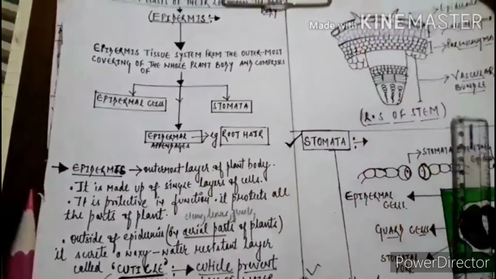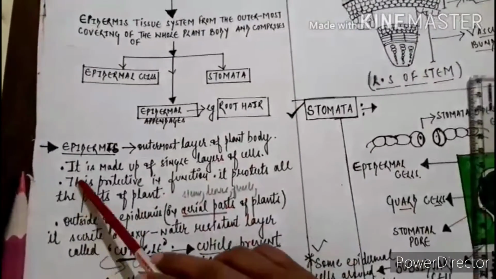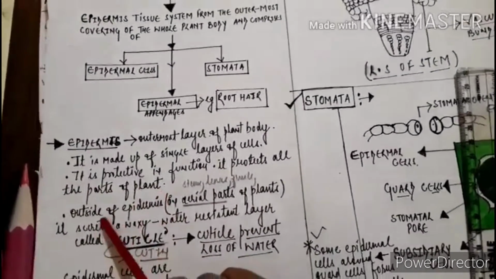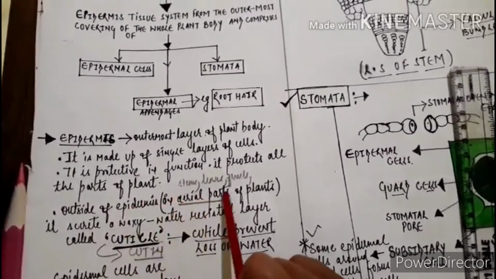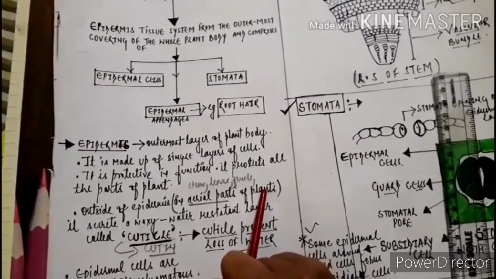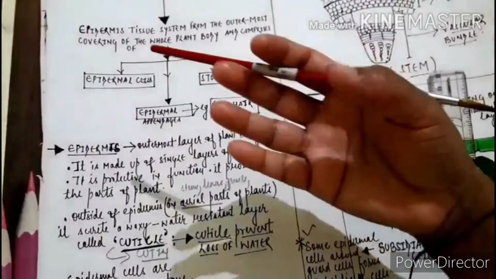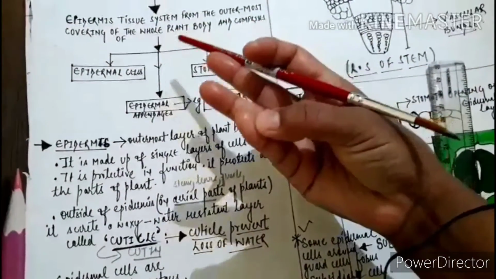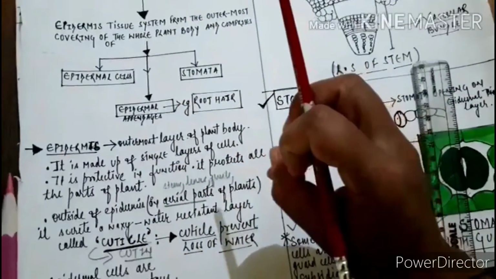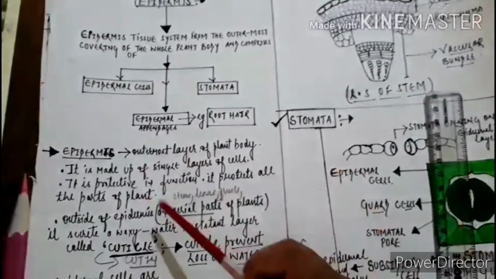There will be no 1, 2, 3, 4 layers. It is a single layer. Okay. Secondly, it is protective in function and protects all the parts of the plant outside of the epidermis on the aerial parts of the plant. Aerial parts of the plant means the plant parts which are above the soil. For example, leaves, shoots, stem, flower, fruit, these all are the aerial parts of the plant. The parts of the plant which are above the ground are the aerial parts.